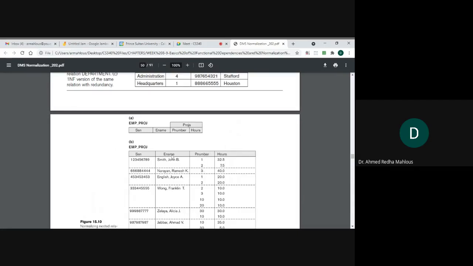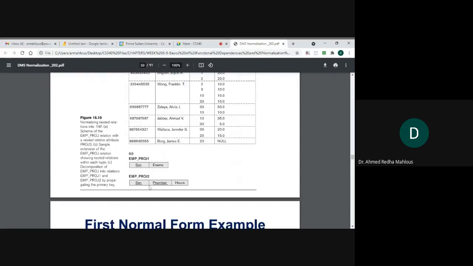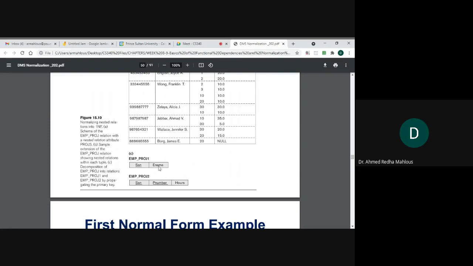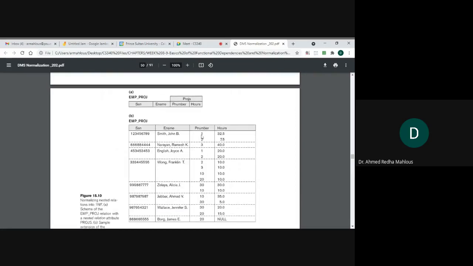So we propagate. SSN was a primary key. Now in my new relation schema, SSN and P number will be considered as my primary key in Employee Project 2, for instance. So what we did here, we picked up this big relation, SSN, E name, P number, hours, and divided it into 2 relations: SSN, E name, and SSN, P number, which combined together will give me the hours. Because if I know the SSN and the project number, I can tell you how many hours that person has worked on that project.